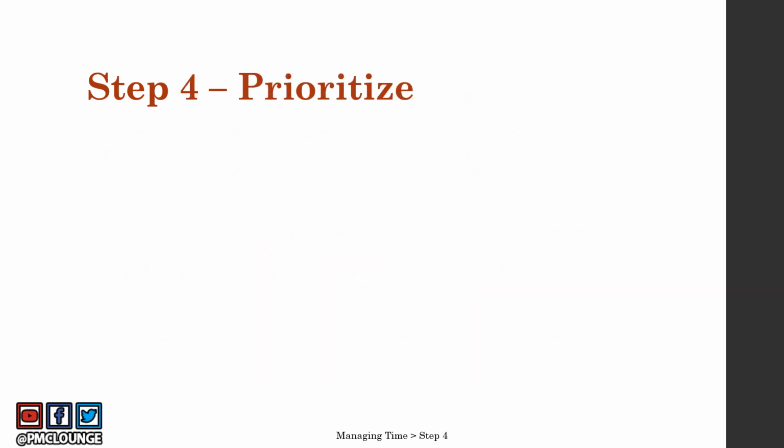Step four is prioritize. Now you have a lot of stuff that you need to get done as part of your project. Or let's say today you need to get a lot of stuff done. Or let's say in this week you plan to get a lot of stuff done. How do you prioritize all this work? And that's where the Eisenhower matrix comes in handy.